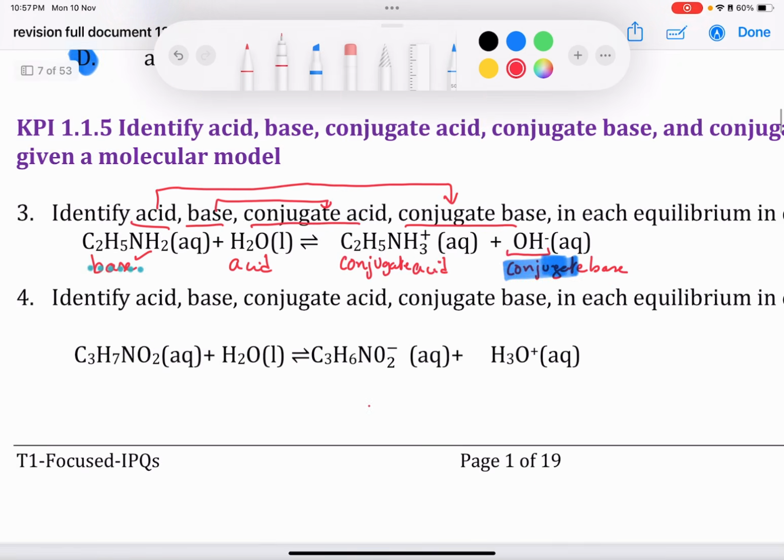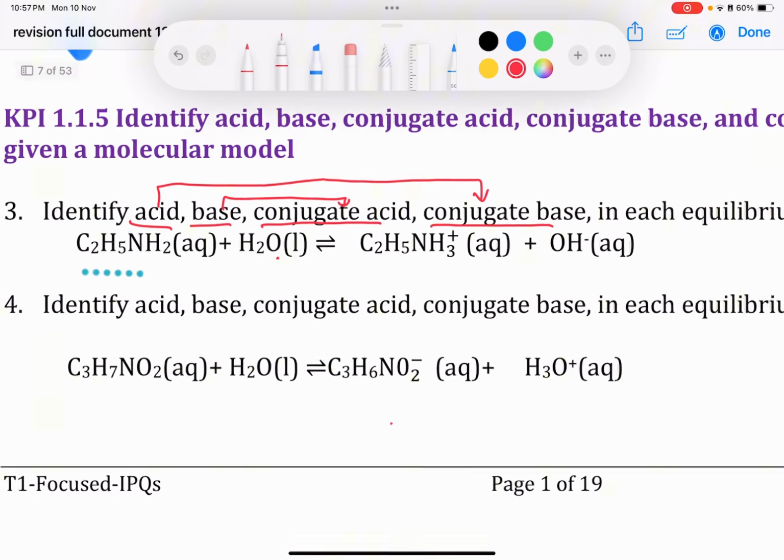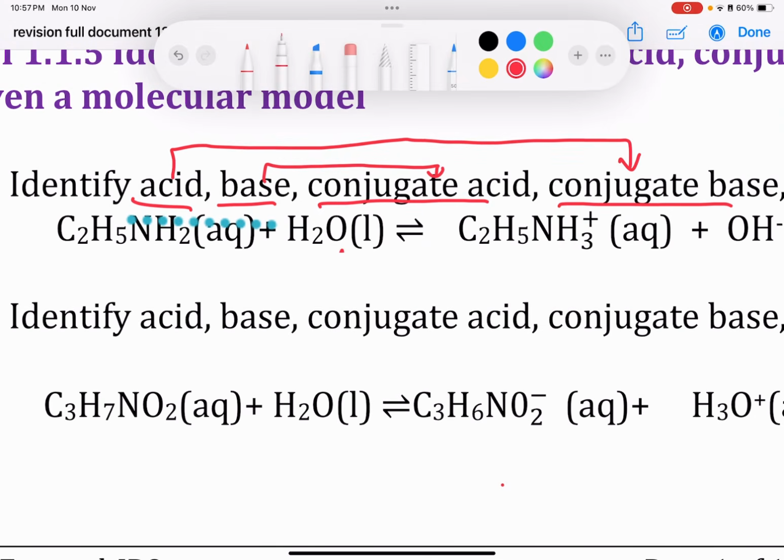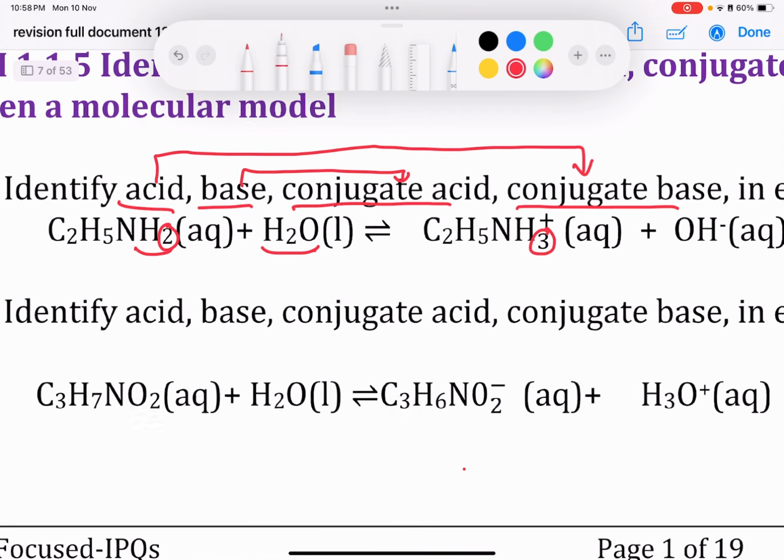Now I'm going to explain this again in a different way. What if I didn't look at OH-? What I need to do is check how the H+ is being transferred between these two species. You note here that we had 2 hydrogens and now there are 3. It means that this H2O took one H+ and gave it to this one. And that's why this H2O now became OH-, because this was donated.